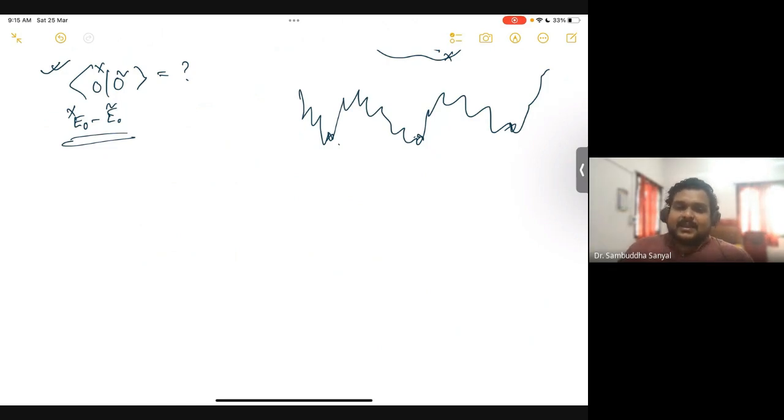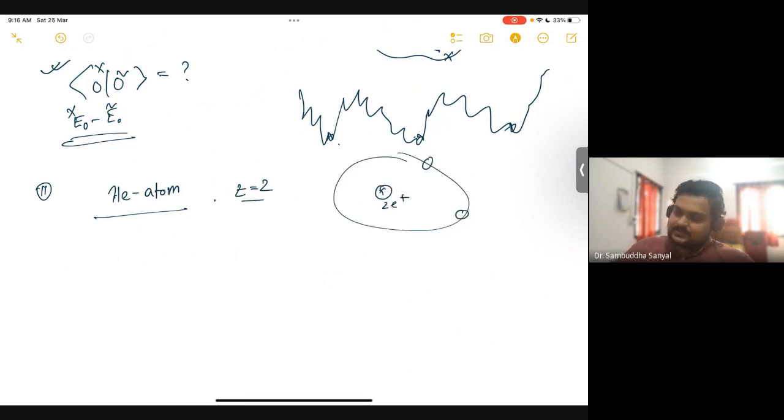Okay, so I said that I will talk about another example. I will not go through the entire calculation. I'll just tell you what the problem is, and I think the calculation is very easy. That is the helium atom. So what is the helium atom problem? I have two electrons in an atom. So Z is equal to 2. So this is my nucleus, 2e plus, and there are two electrons.